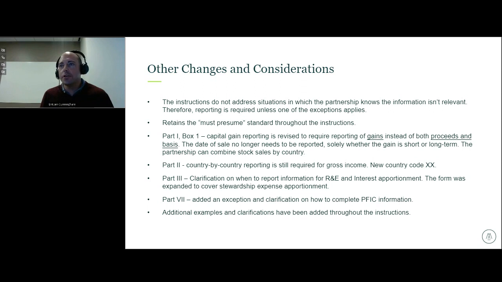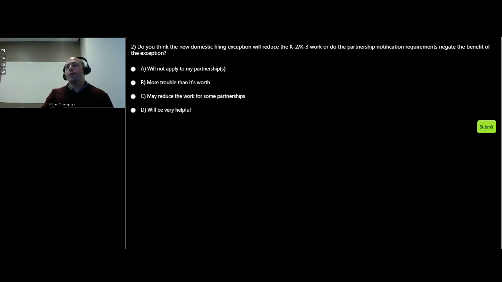We got clarification on R&E and interest expense apportionment, which is very much needed, as well as they added a new section for the stewardship expense apportionment, which we'll have to deal with this year. They added a lot of clarification on PFIC, so that's great news in Part 7. And then, like I said, throughout the instructions, more clarifications and examples. And last, I think we have a polling question, and that's it for my session.